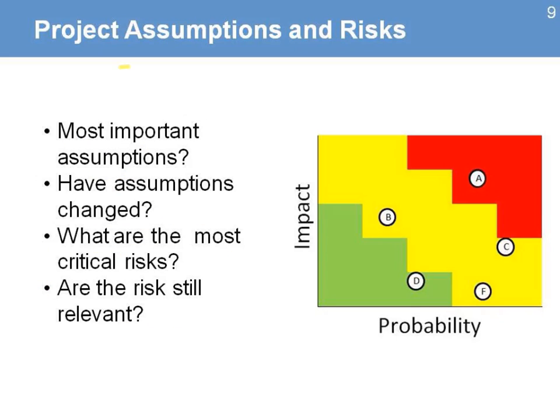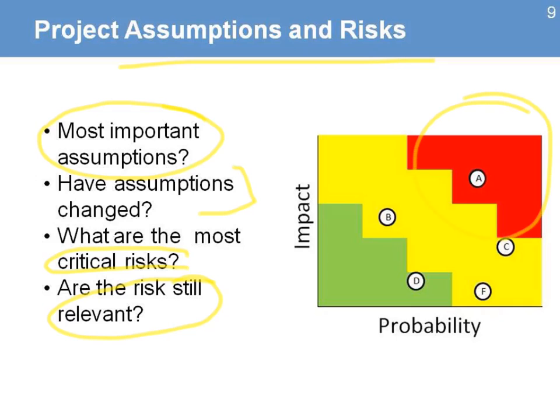In the project assumptions and risks, you also need to look at what are the most important assumptions and ask yourself if any of these assumptions have changed. The same thing with the risks. What are the most critical risks in the project and whether or not some of these risks are still relevant. You need to look at those risks or assumptions that will have a high impact or a high probability of causing an impact in the project. So make sure that you have that information, because you will be able to use it in the planning phase when you're planning your process to manage risks.